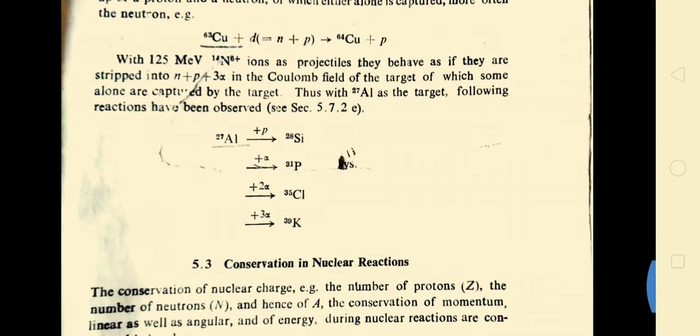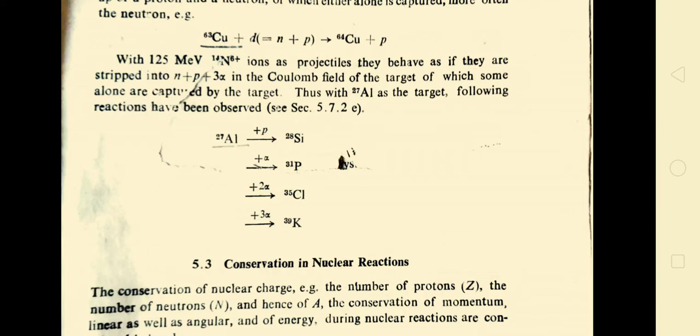Here is another example, 27 aluminium. 27 aluminium when bombarded with a projectile. Here, 27 aluminium bombarded with a proton gives 28 silicon. That is, 27 aluminium is bombarded with N14 6 plus ions, nitrogen ions. Here the N14 6 plus ion contains 3 types of particles, that is N plus P plus 3 alpha. It consists of 1 neutron, 1 proton and 3 alpha particles.